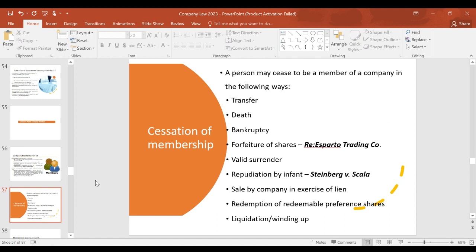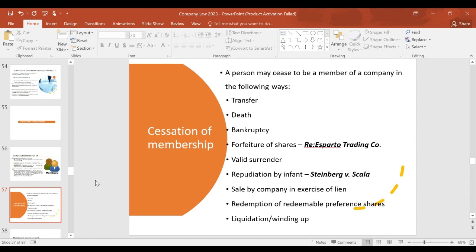Death is also one of the ways in which one ceases to be a member. If you die, your name is removed from the list of members of a company. Bankruptcy still works the same way, and then forfeiture of the shares. Now, with the forfeiture of shares, sometimes a company wishes to do away with a certain class of shares, and they may request members who have certain shares to forfeit their shares. And in such instances, some members may cease to continue being members after that forfeiture of the shares they own in that company.